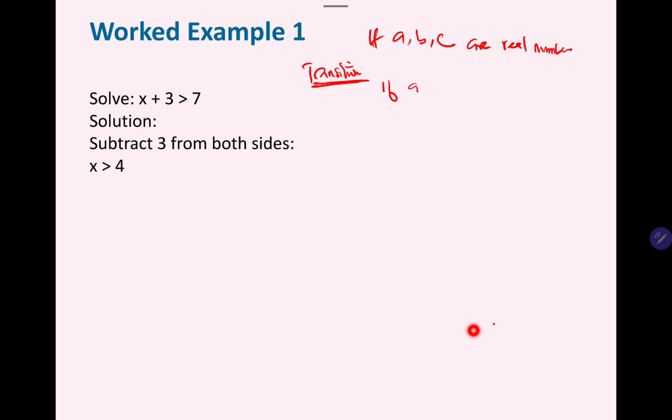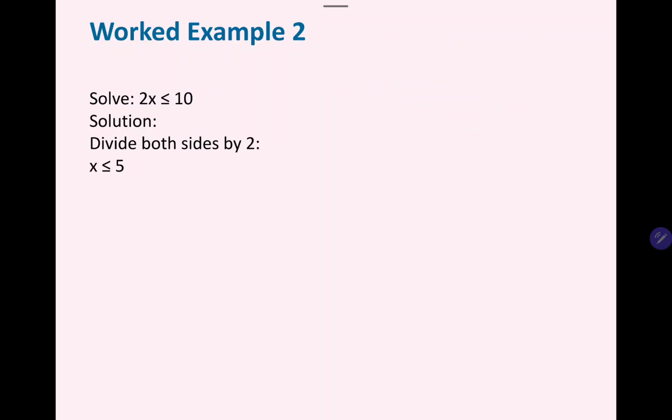Which says that if A, remember we say let A, B, C be real numbers. It's just like logic. When we get to logic, you'll see more of things like this. If A is less than B and B is less than C, then we can conveniently say that A is less than C. Do you find the logic there? If A is less than B and B is less than C, then it means that A is less than C. This is what we call the transitive property of inequalities.